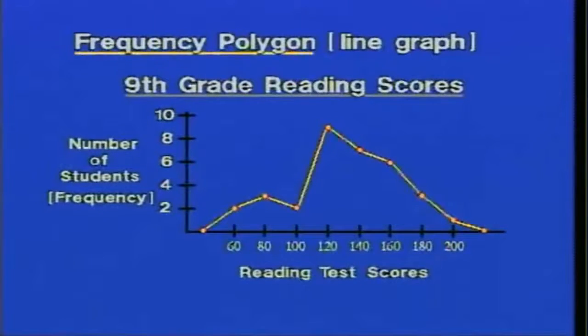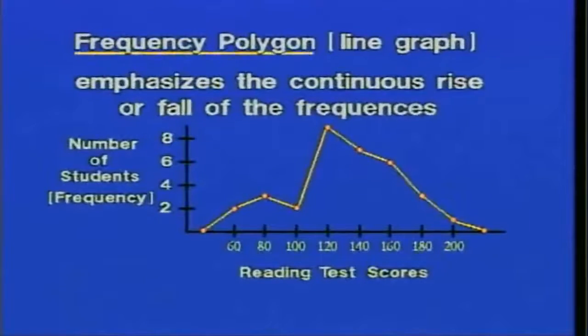Incidentally, the notion of polygon would be obvious here. A polygon is a many-sided figure composed of straight segments, but the closure of this would come from connecting the first dot with the last dot down at the bottom. I haven't done that here, but you can imagine what that would look like. At any rate, the frequency polygon emphasizes the continuous rise or fall of frequencies in a particular kind of study. So that is its usefulness.